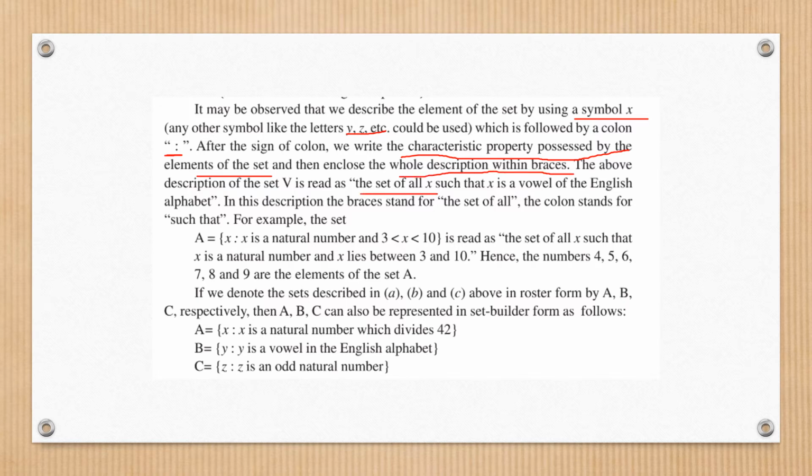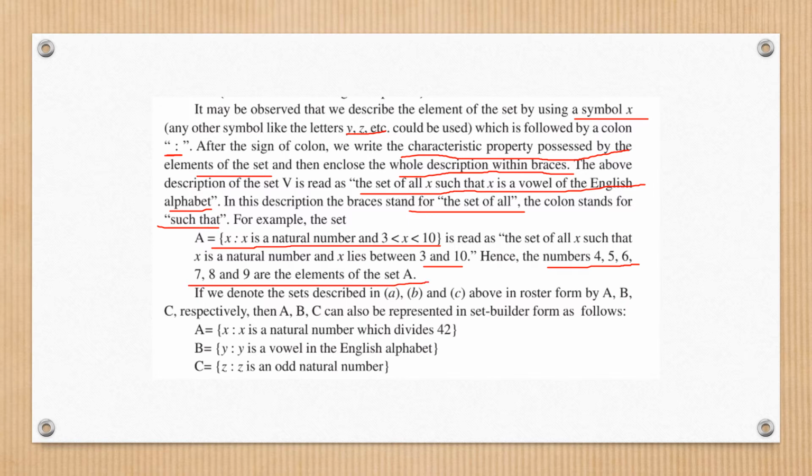So, the set of all x such that x is a vowel of English alphabet. This is how we will read that previous phrase. In this description, the braces stand for "the set of all" and the colon stands for "such that". For example, A is the set of all x such that x is a natural number between 3 and 10, where 3 and 10 are not included, as these signs are strict greater and less than. Hence, which numbers will come? 4, 5, 6, 7, 8 and 9, because 3 and 10 will not come.